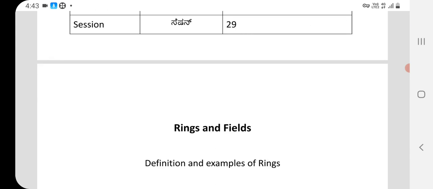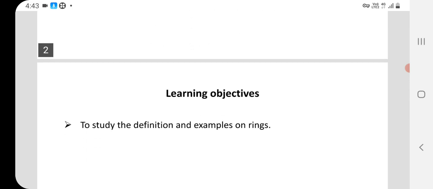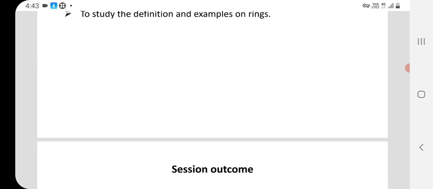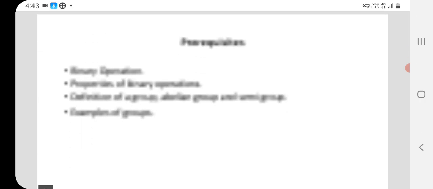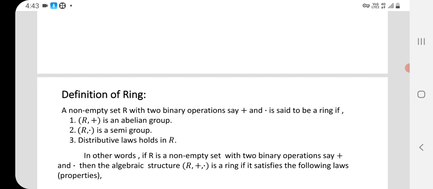So in this session we start rings and fields. Now we shall go for the definition of a ring. Let R be a non-empty set with two binary operations, addition denoted by plus and multiplication denoted by dot. Then R is said to be a ring.